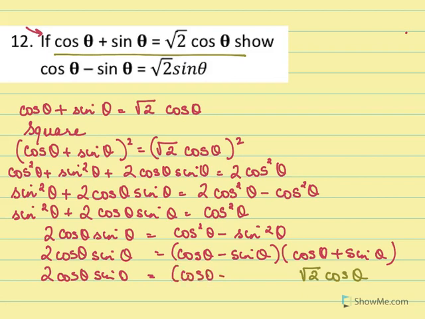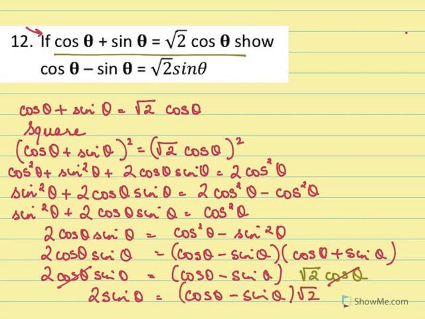Because that value is given to me, here I'll do cos theta minus sine theta. This cos theta cancels out, so I have 2 sine theta equal to (cos theta minus sine theta) into root 2. I bring root 2 to the other side. I'll do it in the same slide, and I will get 2 sine theta over root 2. I brought root 2 to the other side, and this becomes cos theta minus sine theta.